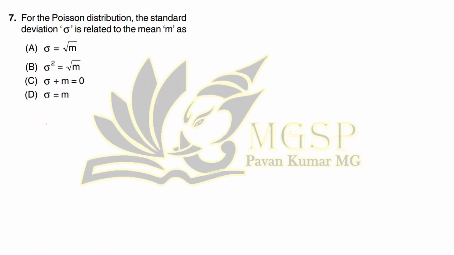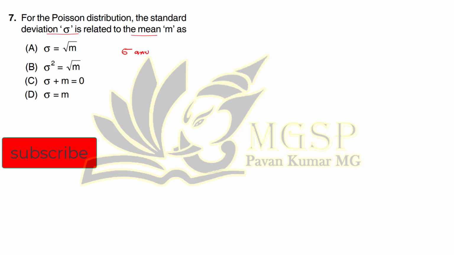So now let's go for questions. For the Poisson distribution, the standard deviation sigma is related to mean m. So we have to find what is the relation between sigma and m. Before going to this, let's study some of the basic things about the Poisson distribution and properties of it.